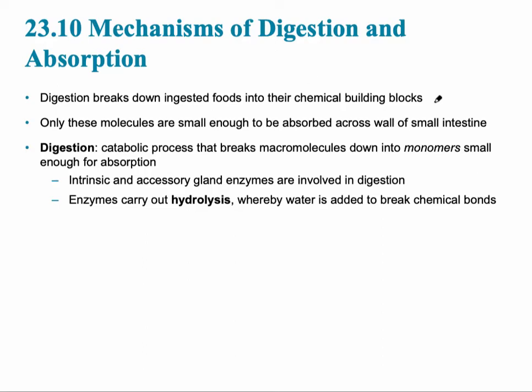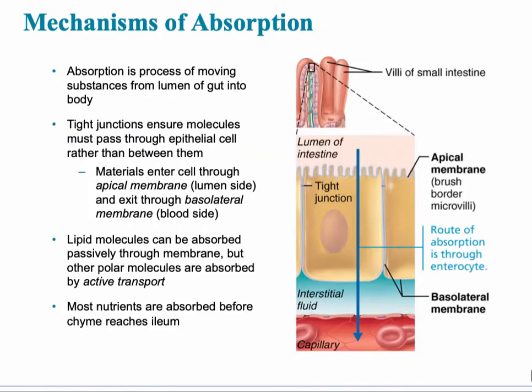So the digestion and absorption in the GI tract occurs through the breakdown of the ingested foods into their chemical building blocks. And these chemical building blocks are the individual monomers, which are the units small enough for absorption. So what we ingest are macromolecules, large giant molecules that need to be broken down into monomers via physical means or by enzymes. And those enzymes carry out hydrolysis, which is where water is added to break a chemical bond so that the monomers are present and they can be absorbed.